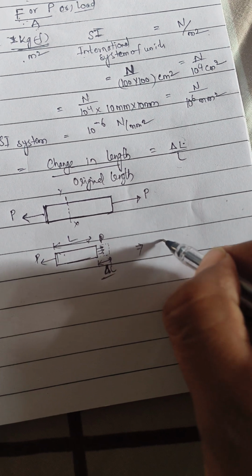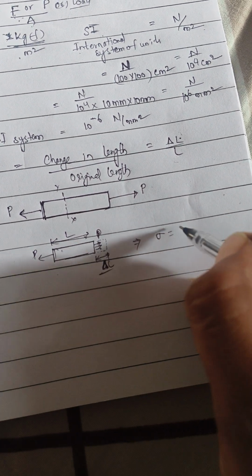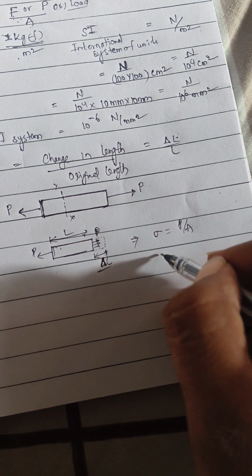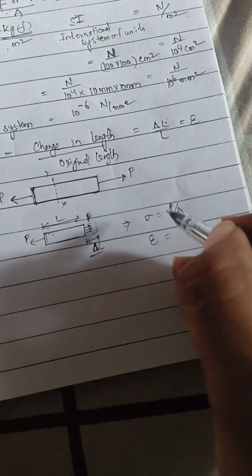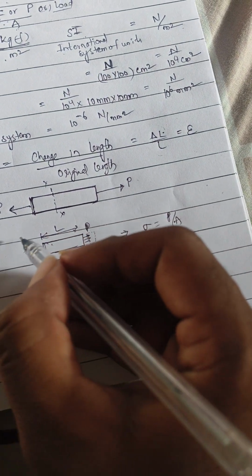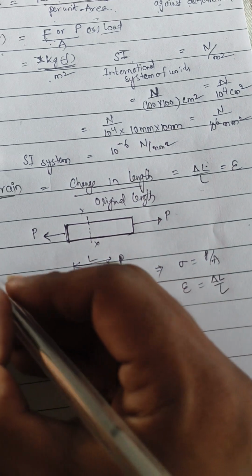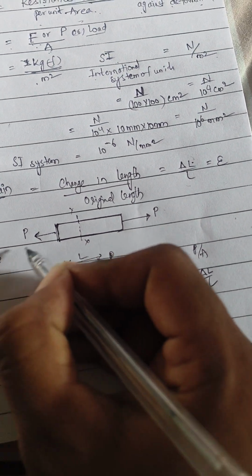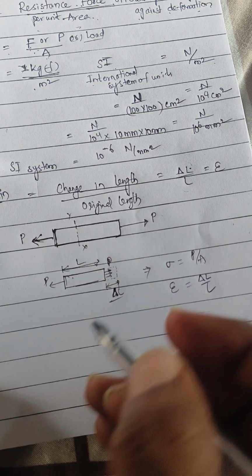So here stress is that force per unit area. Strain we have a symbol epsilon equal to delta L by L. Here we are having tensile stress. Tensile stress means pulling apart.